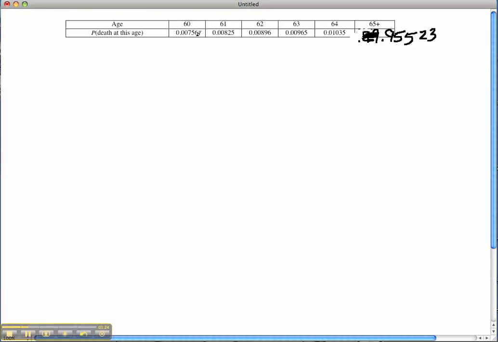Okay, the next question says, why is this a valid distribution function? It's because altogether these probabilities add up to 1. Now, what's the probability she'll die in her 60th year? It's 0.00756. What is the expected loss to the insurance company for her dying at 60?